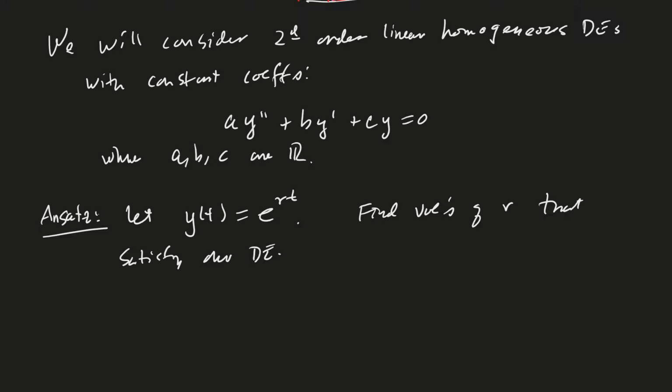Okay, and so this is what I mean by guess and check. We're guessing that our solutions are of this form. So what happens when I try to insert this solution into this differential equation? Well, y is equal to e to the rt. y prime is r e to the rt, right? y double prime is r squared e to the rt.